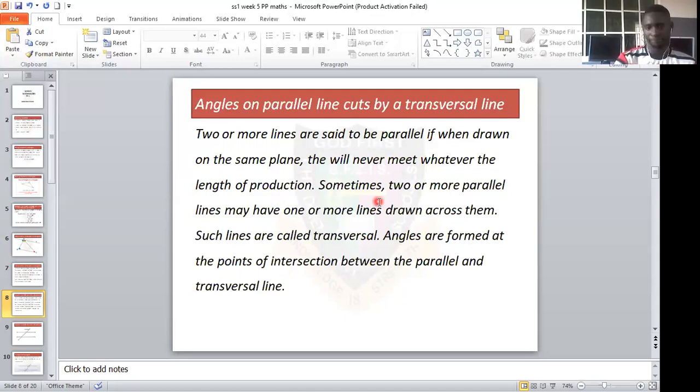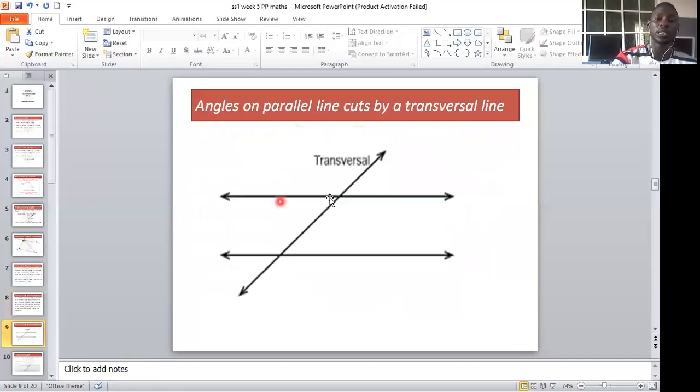Sometimes two or more parallel lines may have one or more lines drawn across them. Such lines are called transversal lines. Look at this now. These are parallel lines. They will never meet. Look at their direction, the way they are proceeding. They will never meet. The line drawn across two or more parallel lines is called the transversal line.